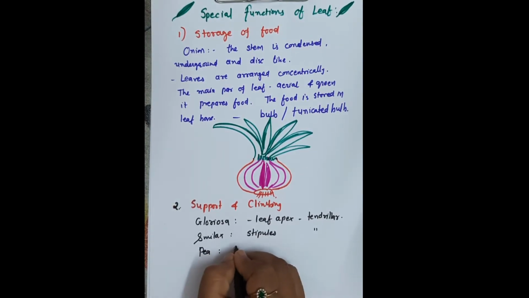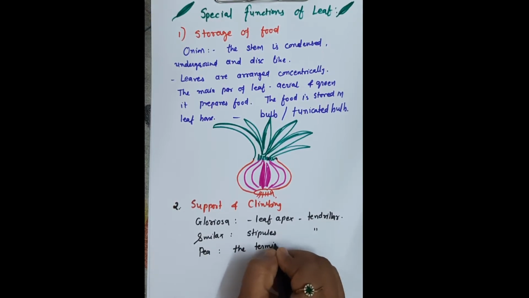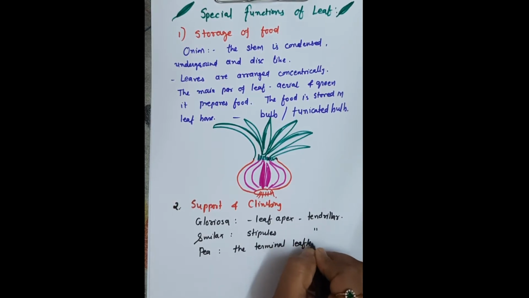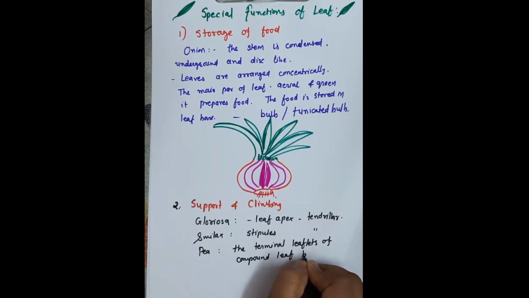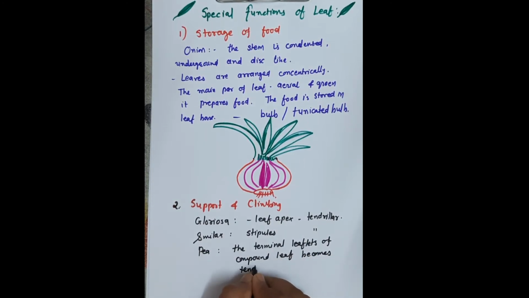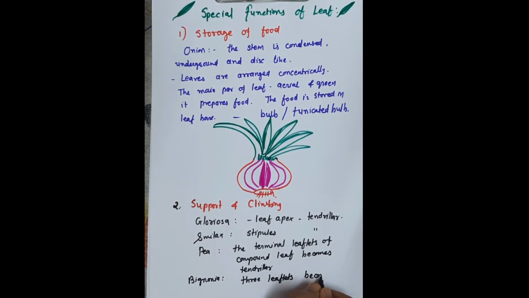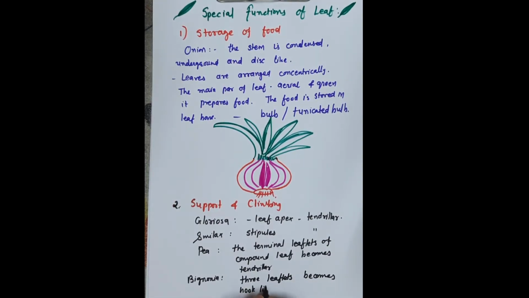In pea, the terminal leaflets of the compound leaf become tendrillar, and in bignonia, the top 3 leaflets become hook like और claw. और ये जो भी tendrils हैं, they twine around the support and help in climbing.